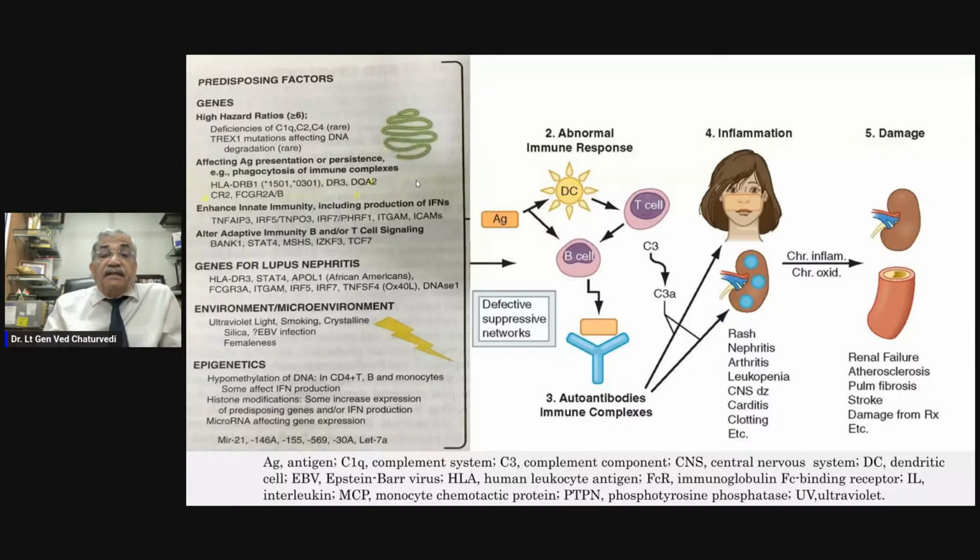Now this delay affects my presentation. Basically it can involve kidney, it can involve skin, and it can involve the intestine. So this is how.